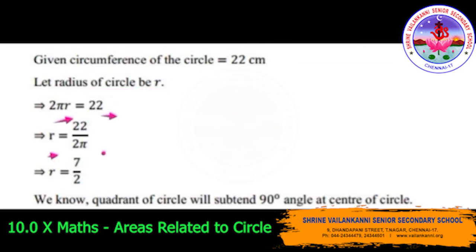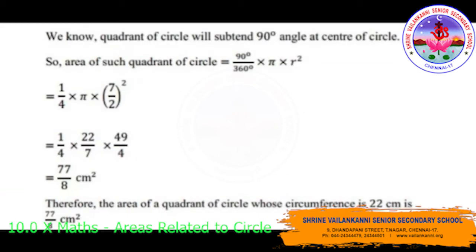Expanding your pi value and simplifying, I will be getting 22 by 2 into 7 by 22. 22 gets cancelled. So I will be getting the radius as 7 by 2. We found out the radius as 7 by 2. Now we need to find the quadrant of a circle, that is the sector of a circle subtending 90 degree at the center. Here we need to find the area of the quadrant which subtends 90 degree with the center.